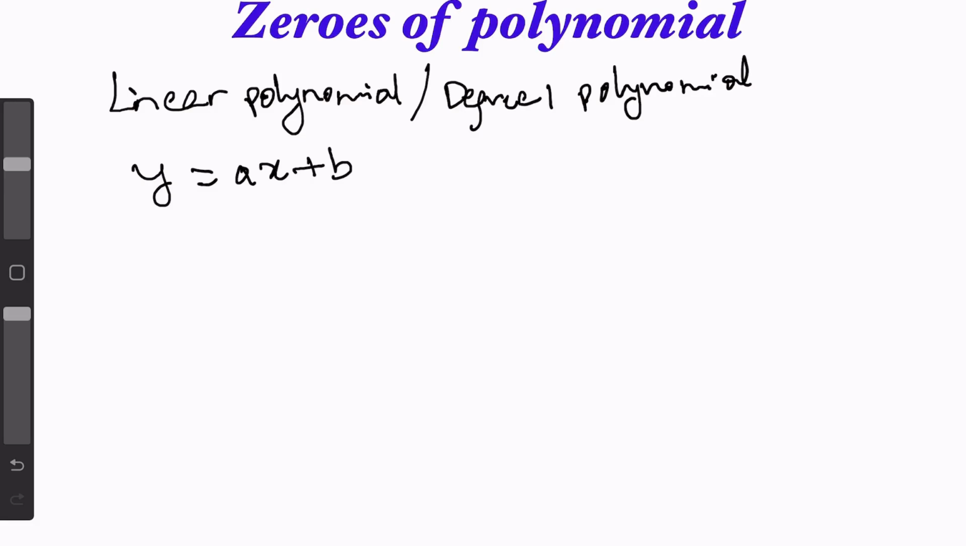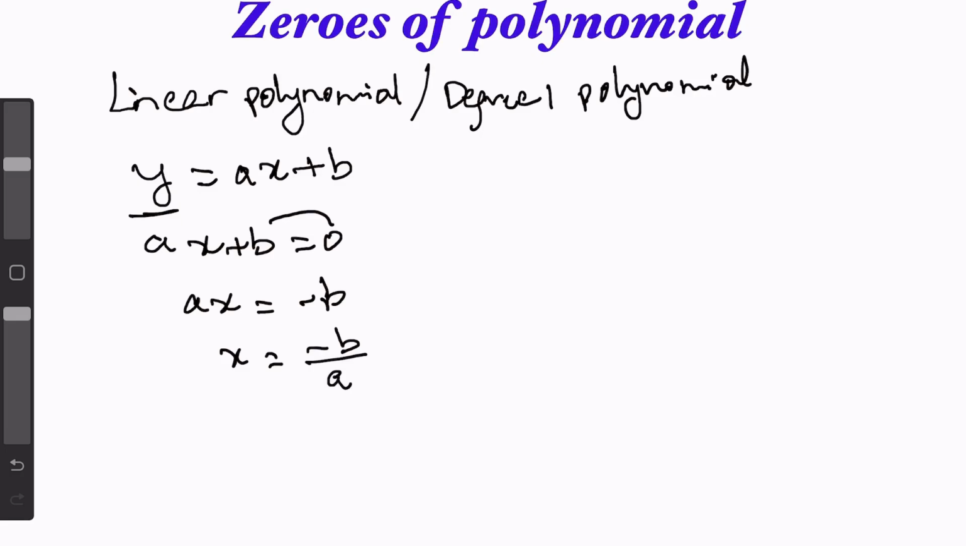First, degree 1, the linear polynomial. The general form of a linear polynomial is y equals ax plus b. First degree, right? One term should be x and one term should be a constant. Solving ax plus b equals 0, x equals minus b by a, that is minus constant by coefficient of x. So the zero of this linear polynomial is x equals minus b by a.